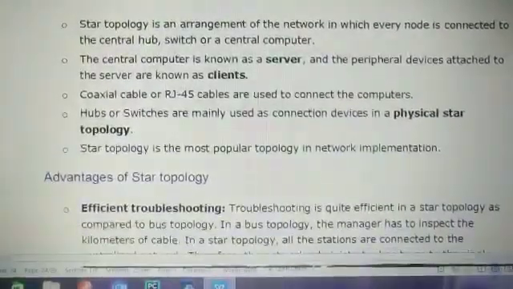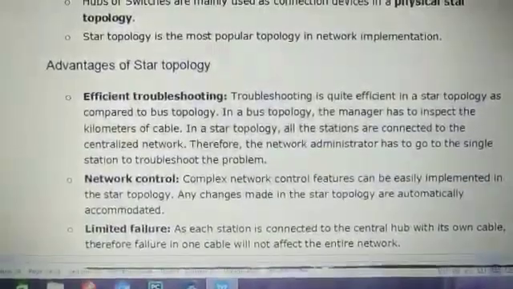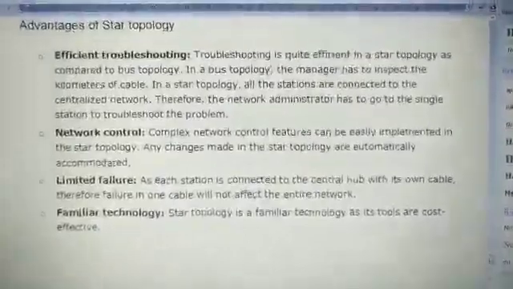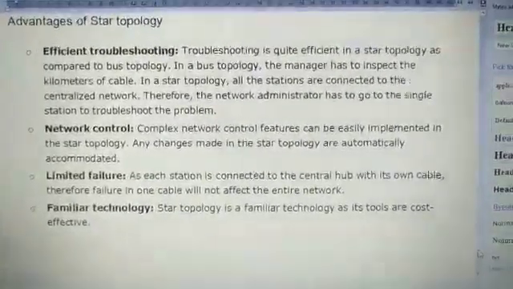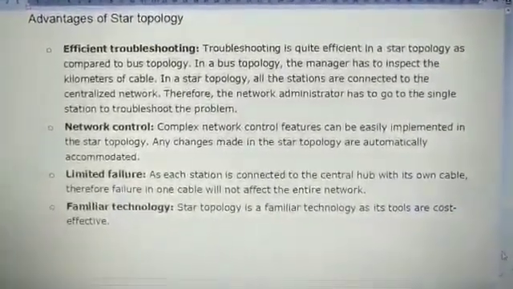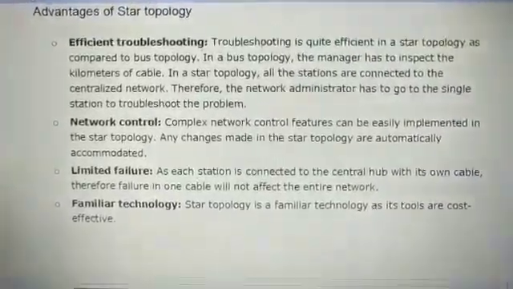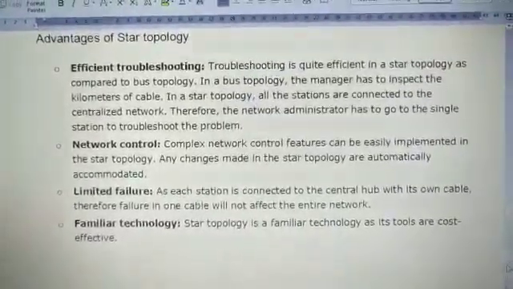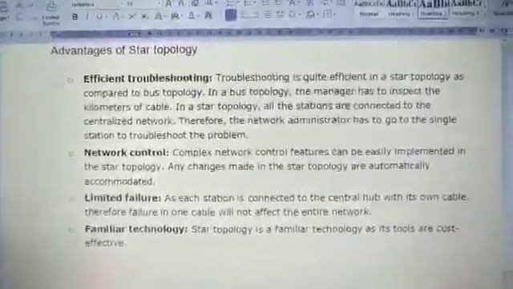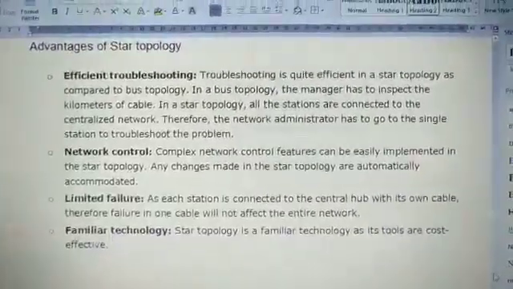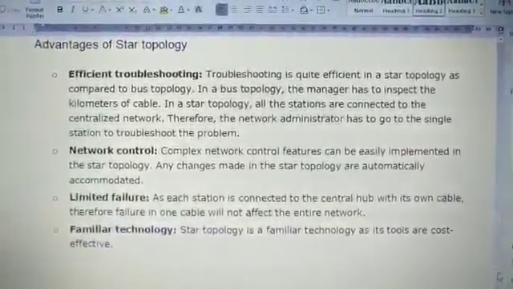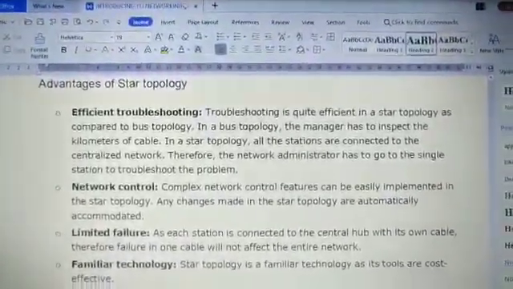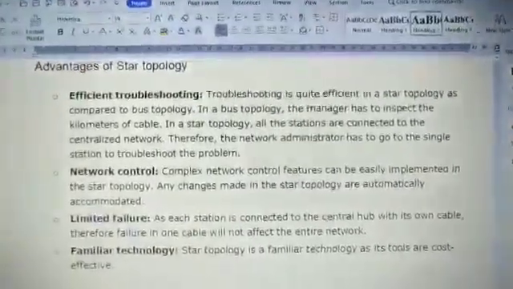So now we're going to know about what the advantages of this topology are. Okay. So the first one is efficient troubleshooting. Troubleshooting is quite efficient in the case of star topology as compared to bus, because in bus topology, what happens? The manager has to inspect kilometers of cable, the whole cable line. But in the case of star topology, all the stations are connected to the centralized network. Therefore, the network administrator only has to go to the single station to troubleshoot the problem.